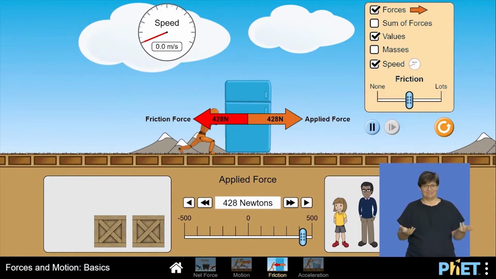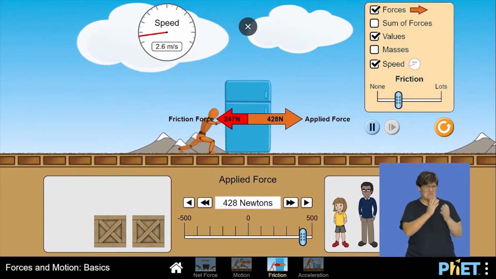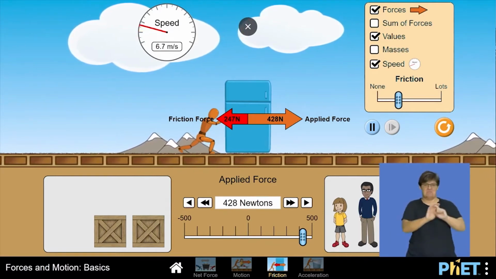So you know what we're going to do? We're going to cheat a little bit. We're going to get rid of some of the friction. There we go. Now we can get it to move. Okay, there was way too much friction. You would never actually get it to move.